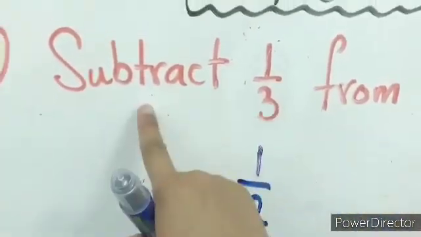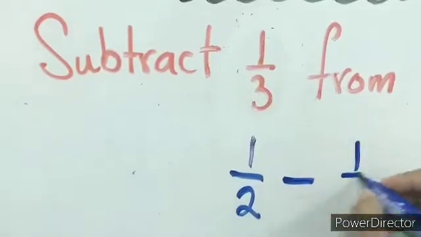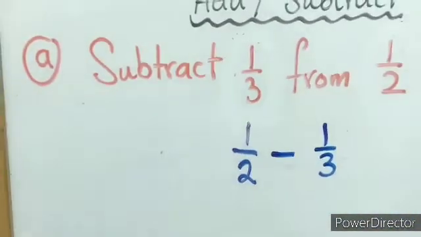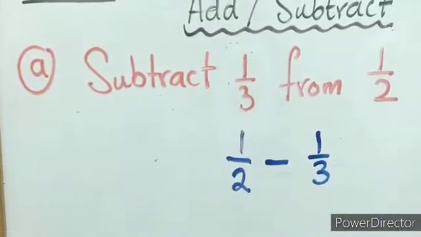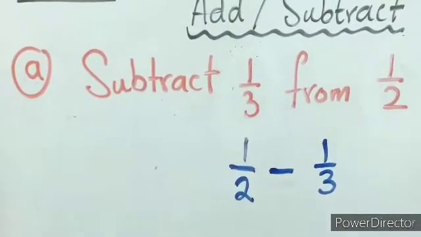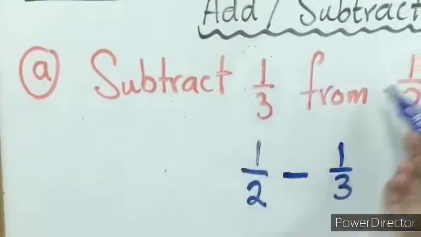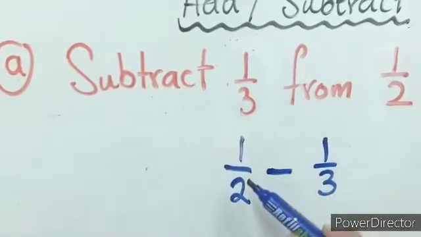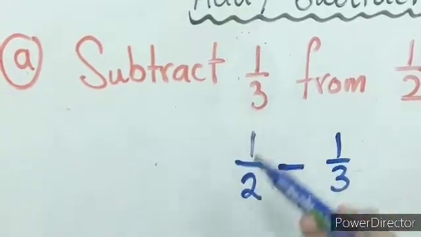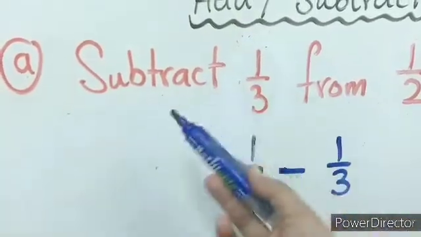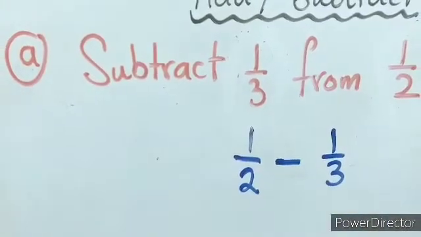And what you have to do? Subtract 1 by 3. So you will put the question in order. What was the question? Subtract 1 by 3 from 1 by 2. So you will write 1 by 2 first because from it you have to subtract. And you have to subtract, so you put the subtraction sign.